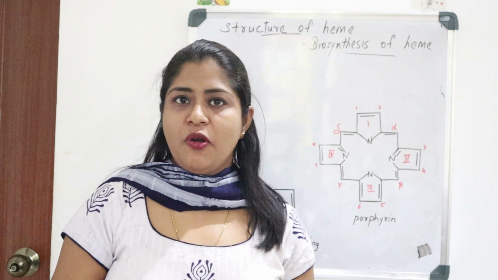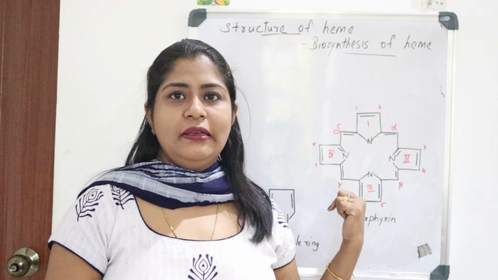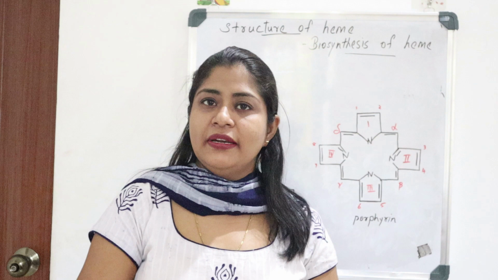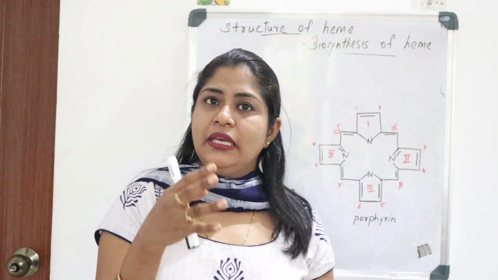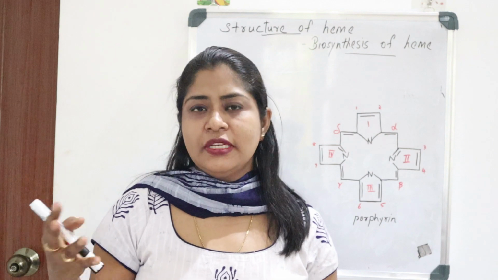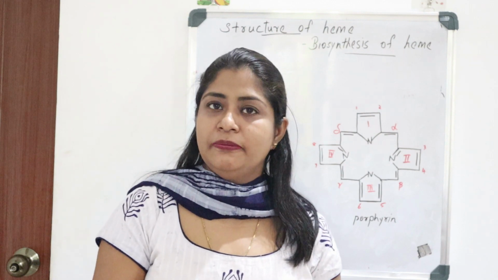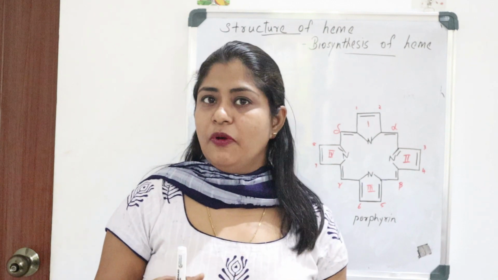Today we are going to discuss heme structure and heme synthesis. We know there are many hemoproteins, for example, one of the most important, hemoglobin. These hemoproteins have heme as their prosthetic group. Such proteins having heme as their prosthetic group are known as hemoproteins.